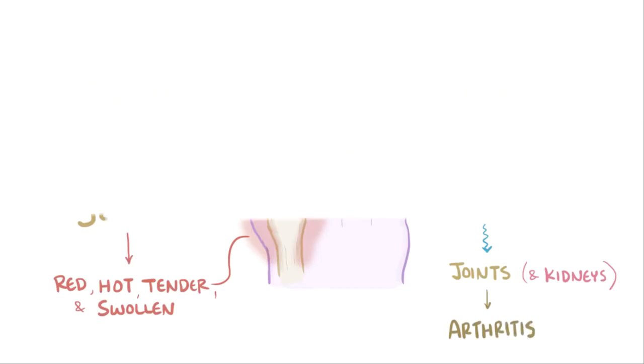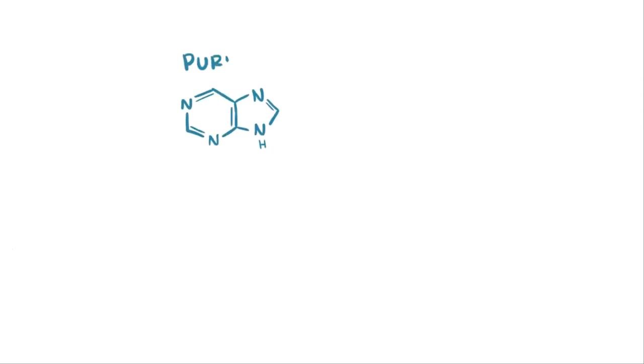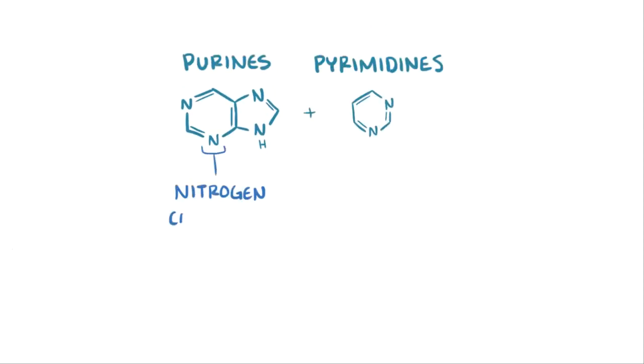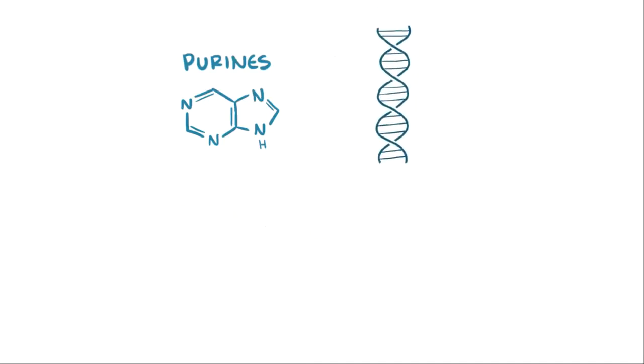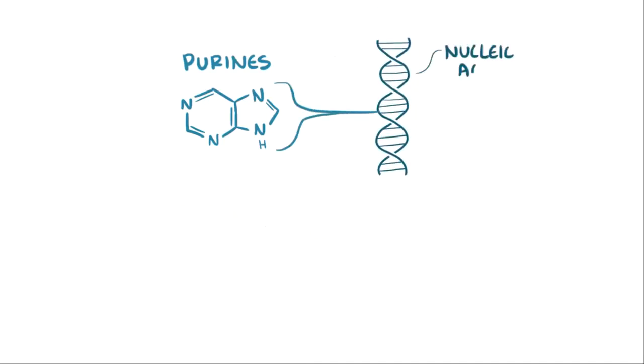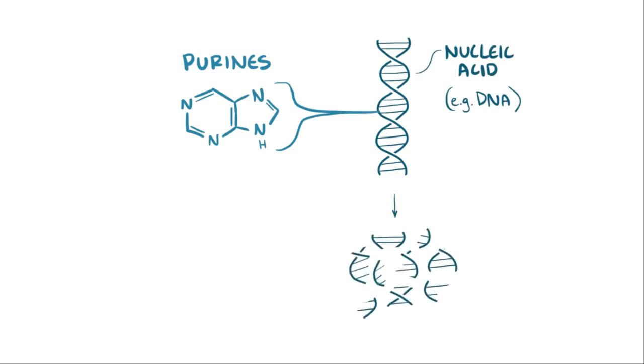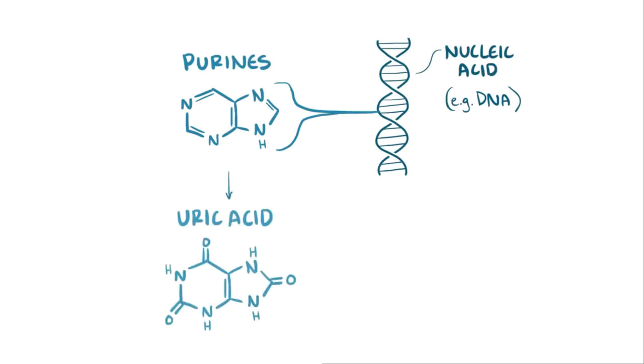To understand where the uric acid comes from, let's start with purines, which together with pyrimidines are nature's most common nitrogen-containing heterocycles. A heterocycle is a molecular ring with different types of atoms. Purines, as well as pyrimidines, are key components of nucleic acids, like DNA and RNA. And when cells, along with the nucleic acid in those cells, are broken down throughout the body, those purines are converted into uric acid, a molecule that can then be filtered out of the blood and excreted in the urine.